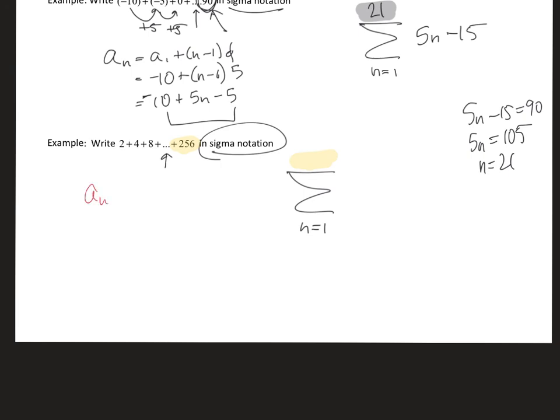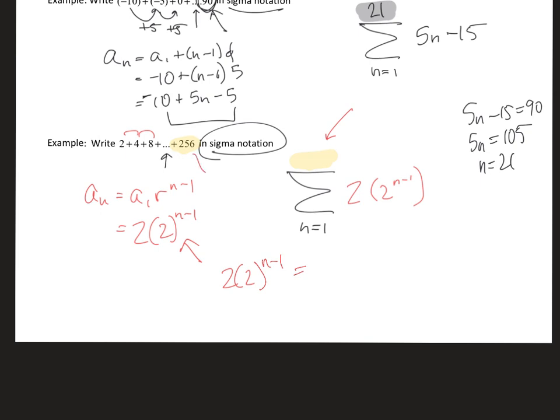This one's geometric. You can see these numbers are doubling. R is 2. So here's what my formula is going to look like. The first term is 2, and the ratio is also 2. Let me write that up here: 2 times 2 to the n minus 1. In order to get this number, I'm going to set this explicit equation equal to that number.